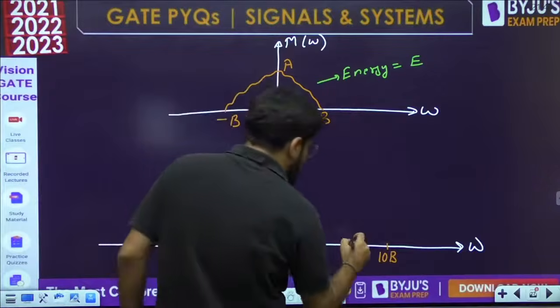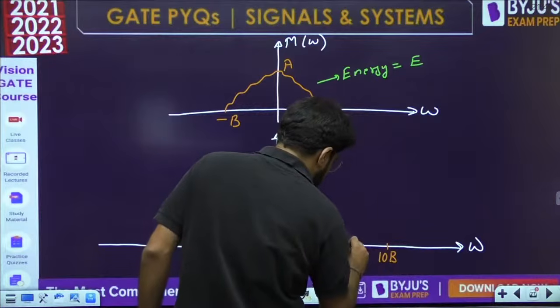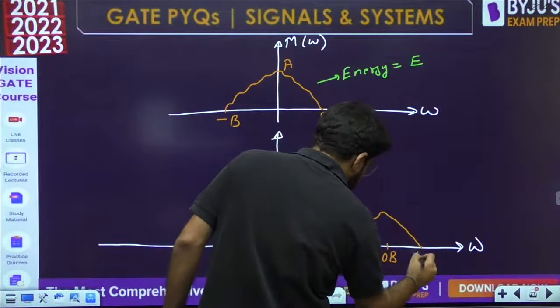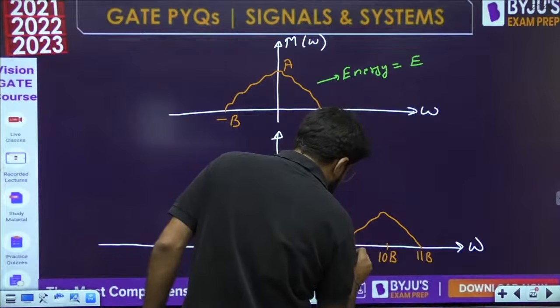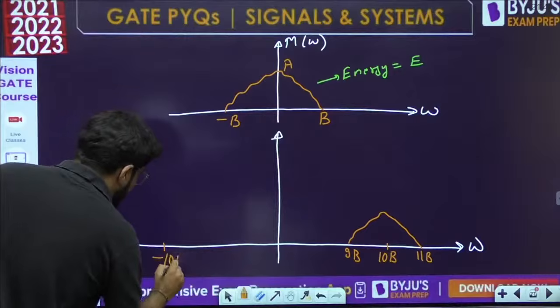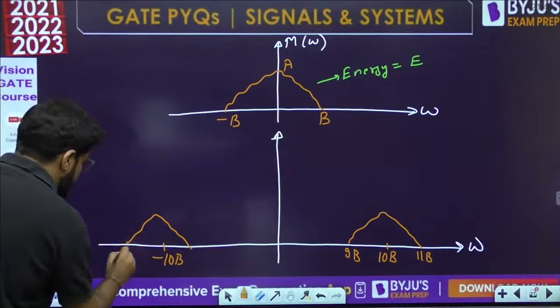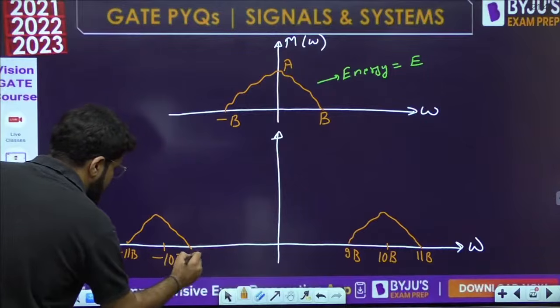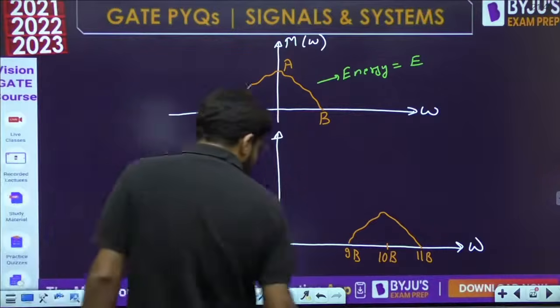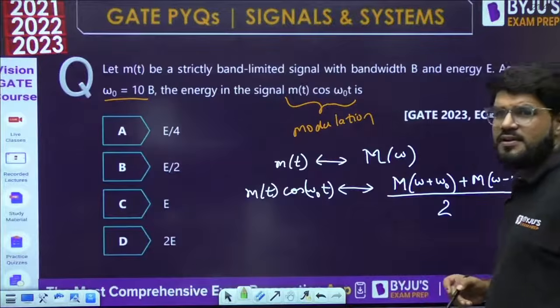So we take minus B to plus B. This will be going up to 11B, and this will be going down to 9B. On the other side it is left shifted to the point minus 10B, with the same shape replicated, plus B and minus B, so this should be minus 11B and this should be minus 9B. Now what is the total energy content of this signal?